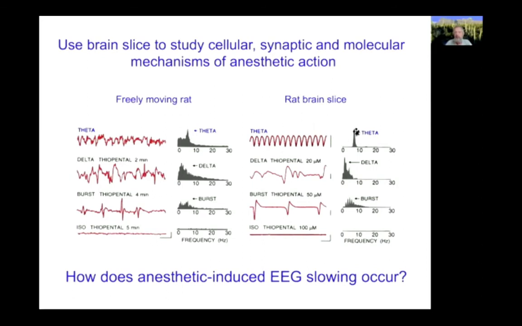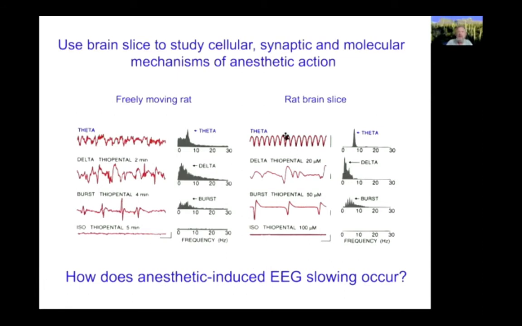We see the exact same pattern. The theta activity is abolished. Delta, high amplitude, slow wave activity replaces the theta. And then at higher concentrations, we see burst suppression, just like in surgical anesthesia. And eventually, at the highest concentrations, we see isoelectric activity.